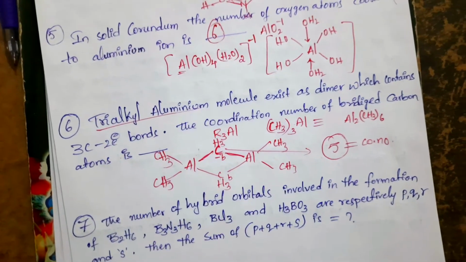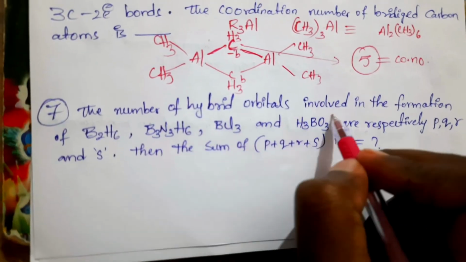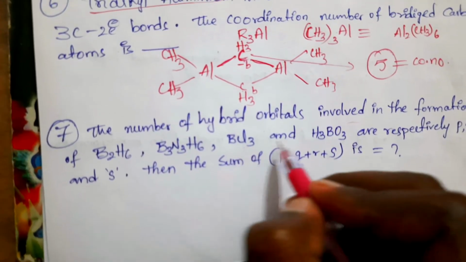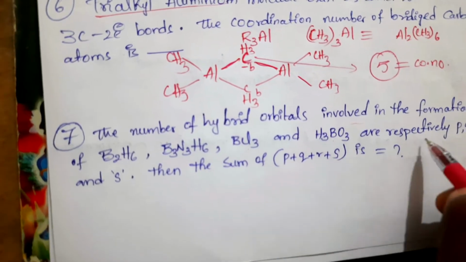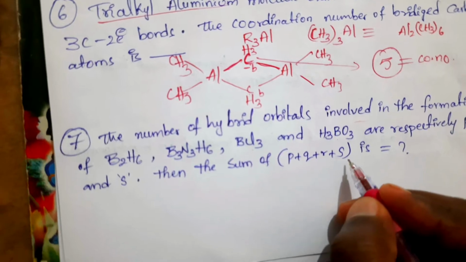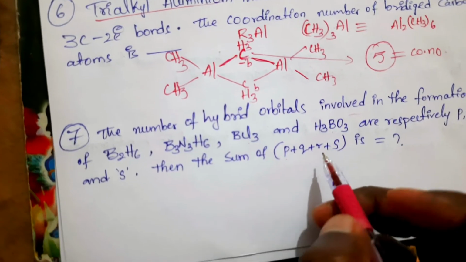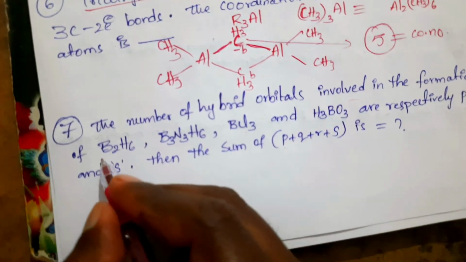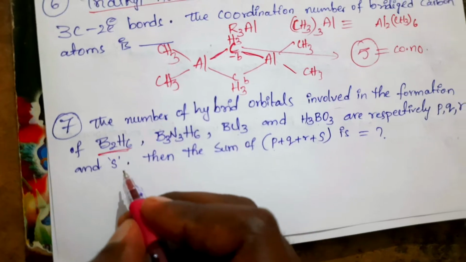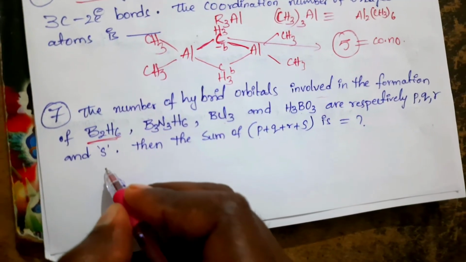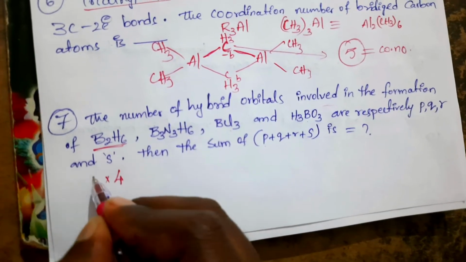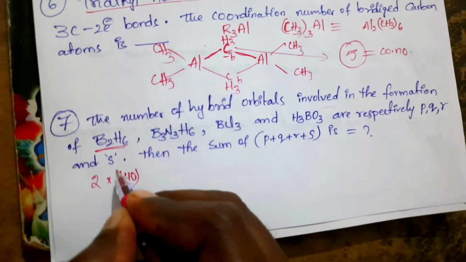Is that clear? Now, the number of hybrid orbitals involved in the formation of B2H6, B3N3H6, BCl3 and H3BO3 boric acid are respectively P, Q, R and S. Then the sum P plus Q plus R plus S is equal to how much? Here, hybrid orbital. This is diborane. In diborane each boron atom participates in sp3 hybridization. sp3 means 4 hybrid orbitals, so 4 into 2 boron atoms.